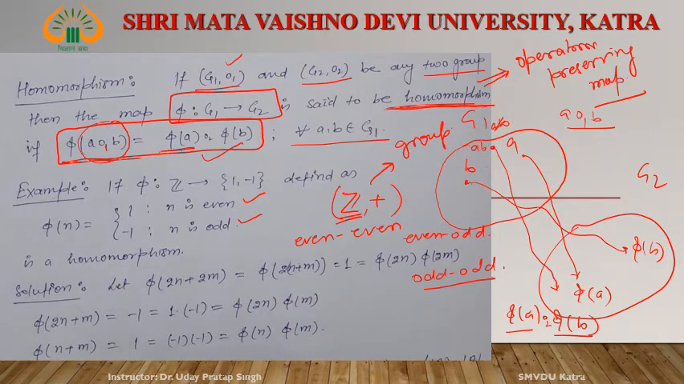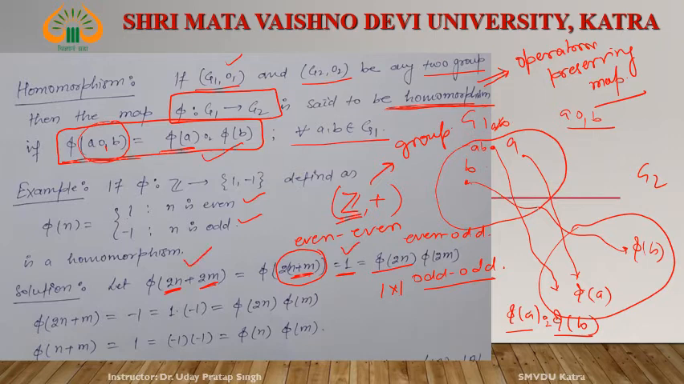Right? See this example. This is even and this is even. Then phi of 2n plus 2m is equal to phi of 2 times (n plus m). What is this number? This number is even. If this number is even, then this gives 1. And this can be written as phi 2n is 1 and phi 2m is 1. 1 into 1 is 1. Right? So in this case it is true.